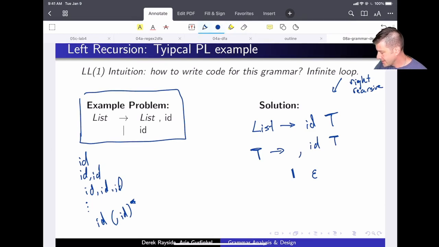It accepts exactly the same language as the one on the left. So the language is ID followed by comma ID star. The parse tree will be different. Here the parse tree will sort of grow to the left, and here the parse tree will grow to the right. It's just how we accept this repetition, but only the same strings will be accepted. So these two grammars are weakly equivalent because they accept the same language, but not strongly equivalent because they parse them differently.